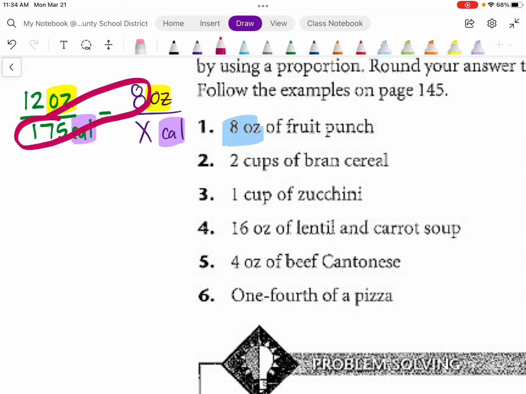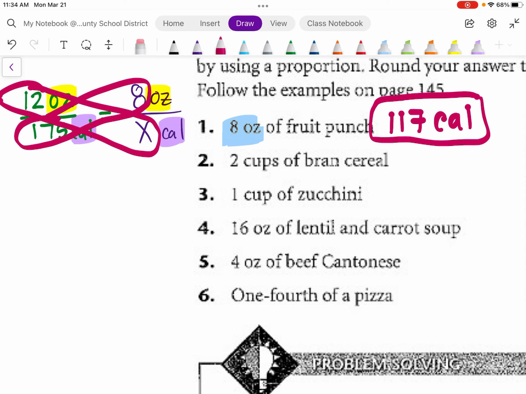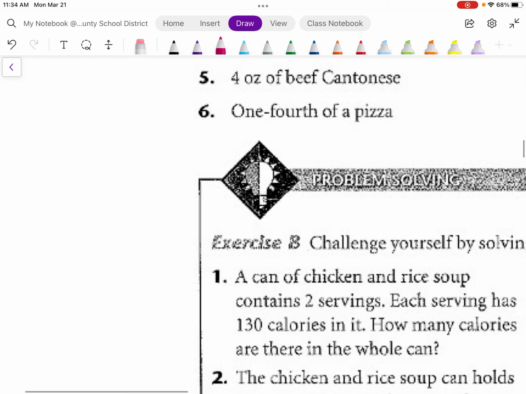Okay, so when we cross multiply 175 times 8 and then 12 times x, when you solve for x, you get 117 calories. So you're going to have to flip back and forth between pages to set up your proportion and then solve for the new whatever you're looking for. Same thing for this bottom part.